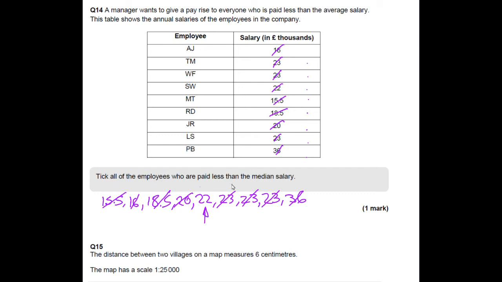So tick all of the employees who are paid less than this. So we tick AJ, MT, RD, and JR. So there are 4 people in the list we need to tick, and that is worth 1 mark.